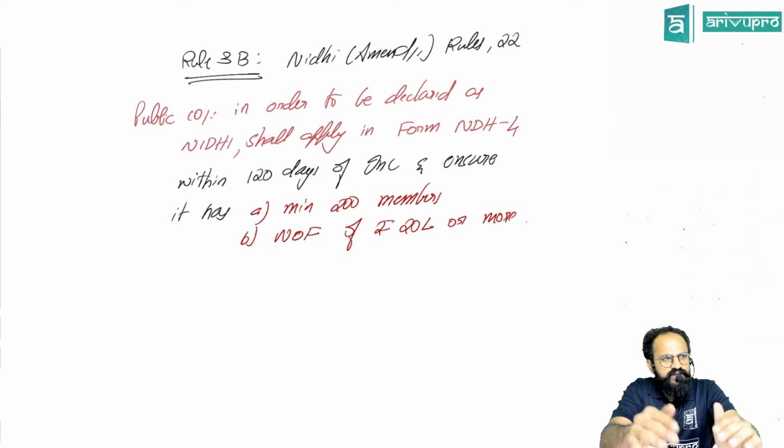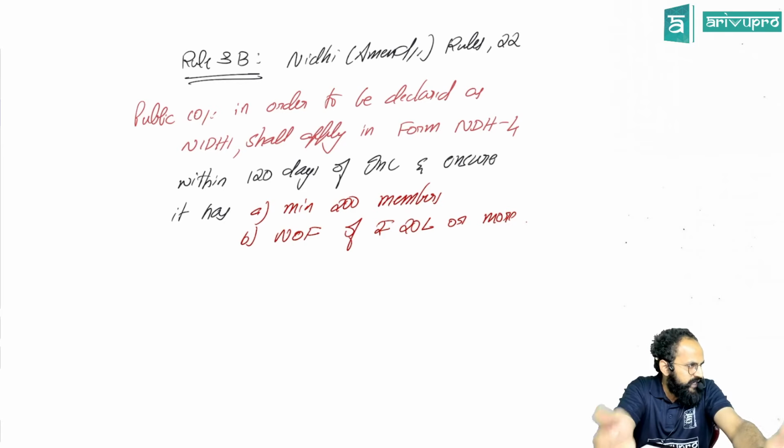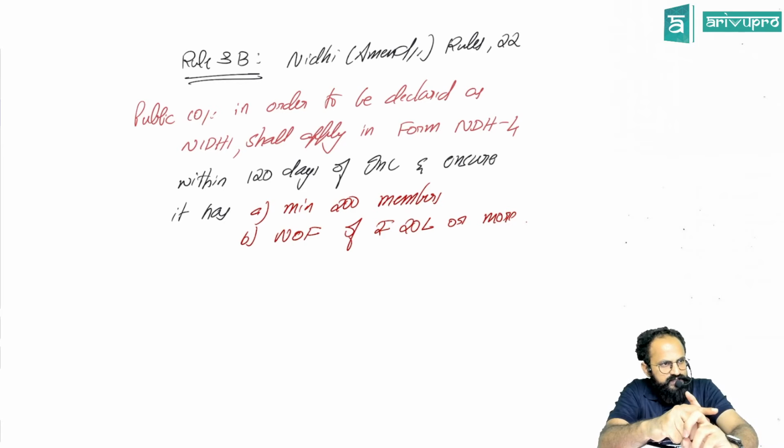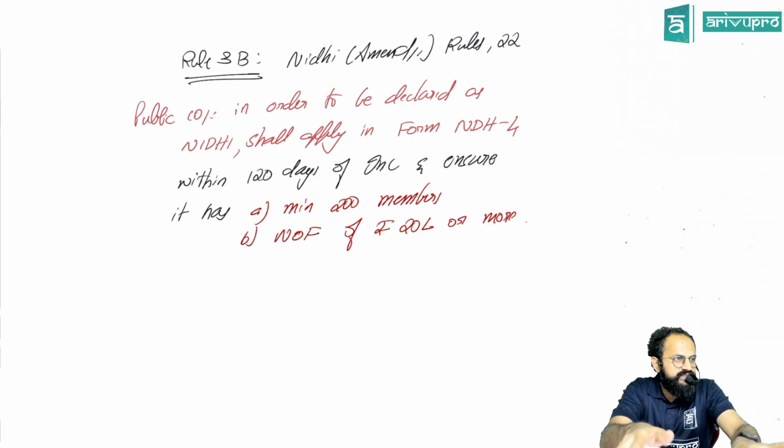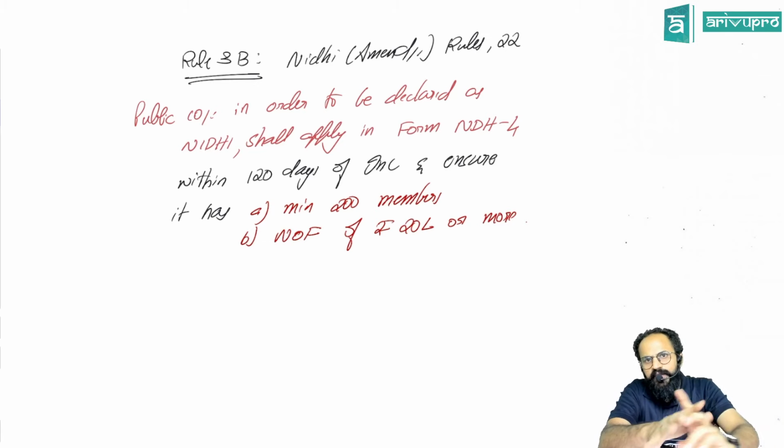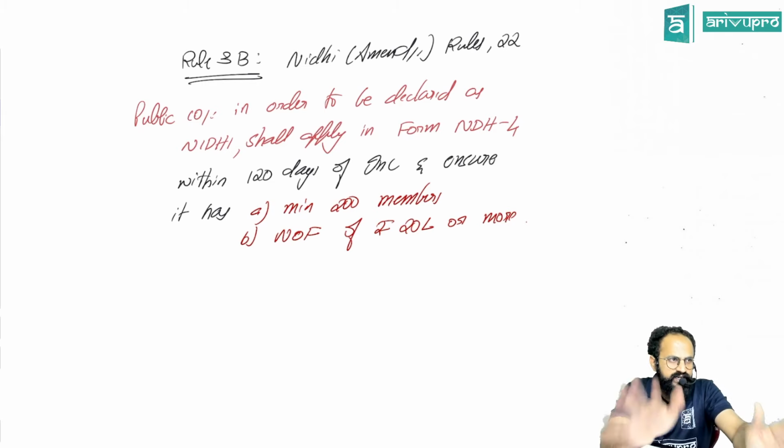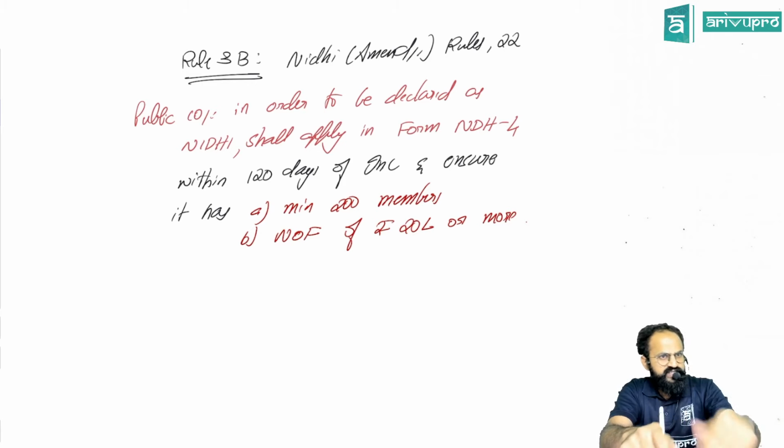And we saw that for whichever company is incorporated after the NIDHI rules, April 2022, rule 5 was not applicable. Correct? In that place, people, a new rule has been introduced. The new rule is rule 3B. Rule 3B says that now the timelines are stringent. Now, what is the timeline? If you want to be called a NIDHI company, within 120 days of incorporation, you need to have minimum 200 shareholders. And within 120 days of incorporation, you need to have net owned funds of 20 lakh rupees or more.